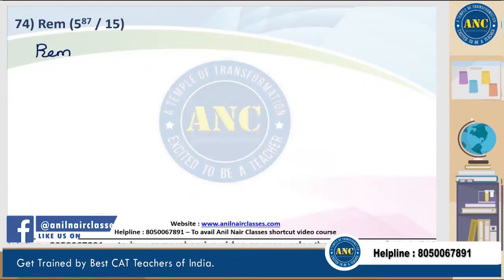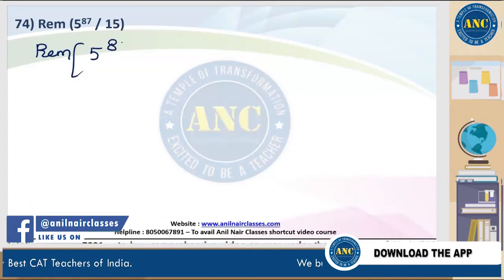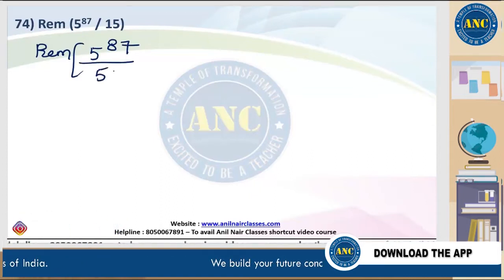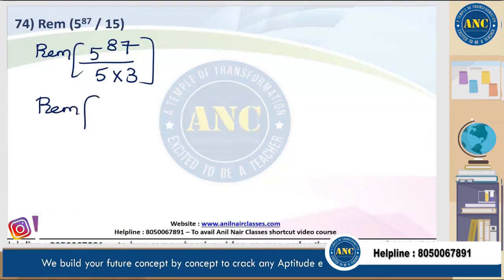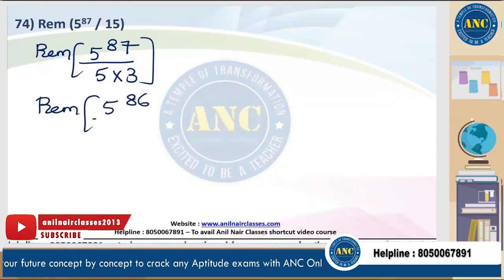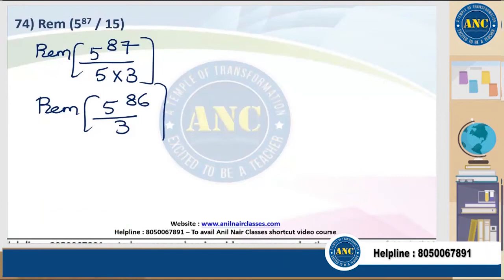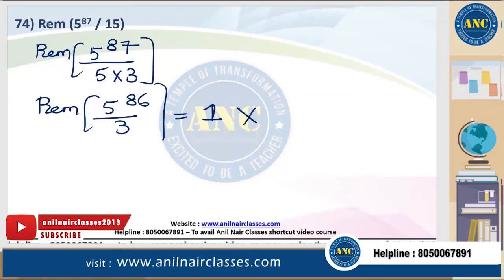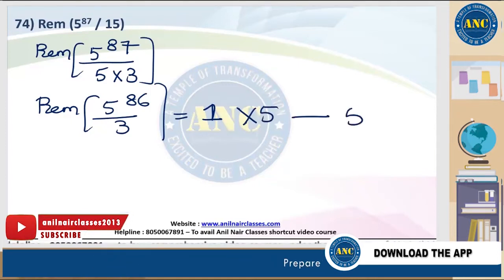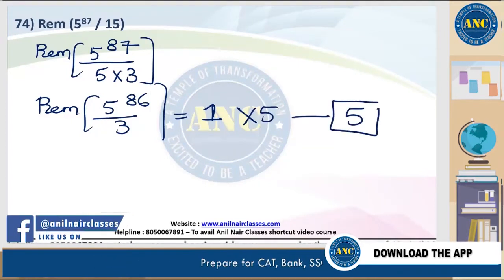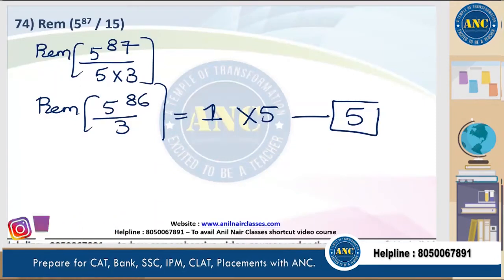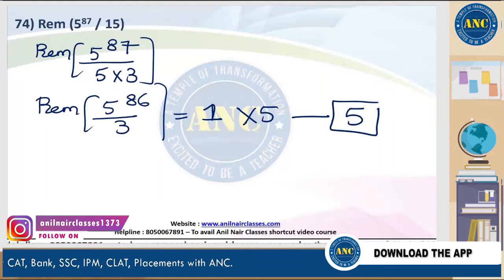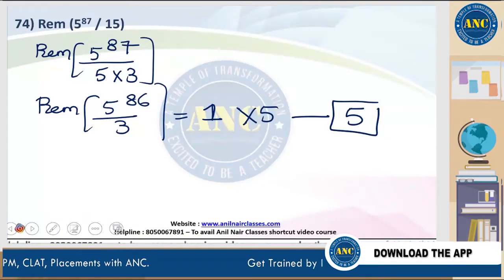Remainder 1. 5 power 87 is divided by 15. 15 is 5 into 3, which is nothing but 5 power 86 by 3. 3 2s are 6, minus 1. Minus 1 power even is plus 1. I want 5 power 87, so multiply by 5. Answer will be 1 5s are 5. Idea clear, right? Take the factor common out. The factor taken out here is 5, and remultiply.